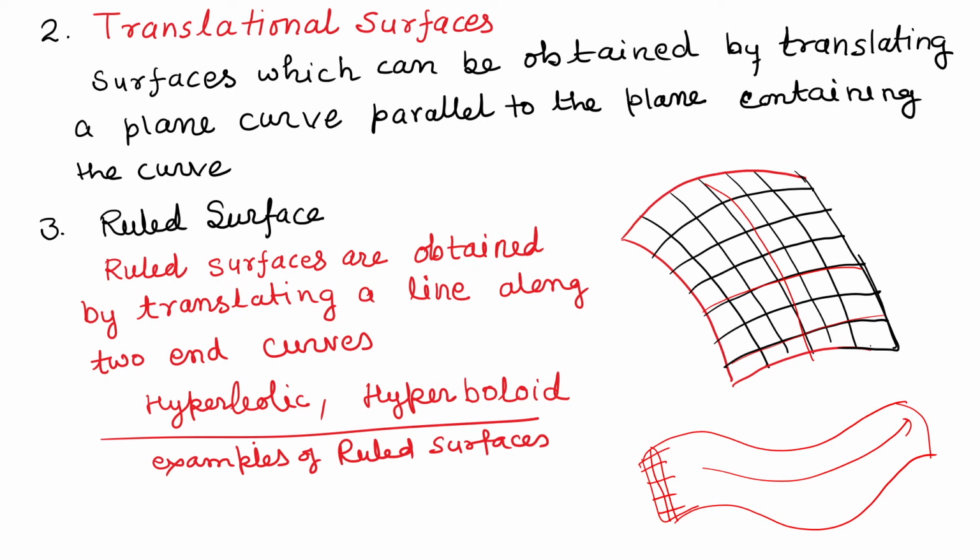And then comes the ruled surface. In the case of translation, the curved line may be parallel, but ruled surfaces are obtained by translating a line along two curves. When we have a shape like this, the hyperbolic or hyperboloid surfaces are known as ruled surfaces.